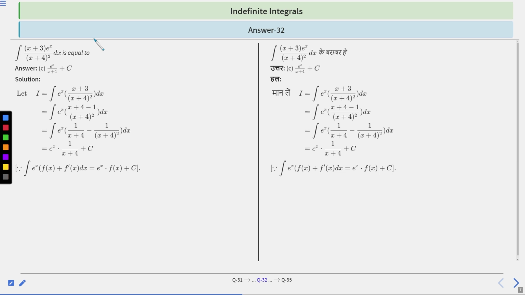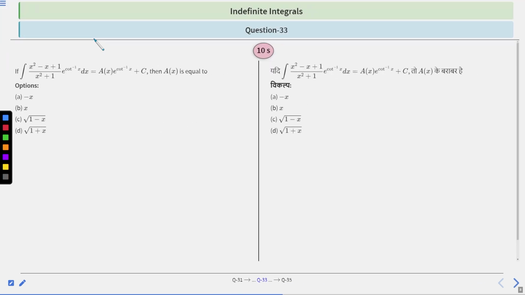Clear? Okay, so let's move to the next question. Question number 33, which says, if the integration of x square minus x plus 1 upon x square plus 1 into e to the power cot inverse x dx is equal to A(x) e to the power cot inverse x plus c, then we have to find the function A(x).